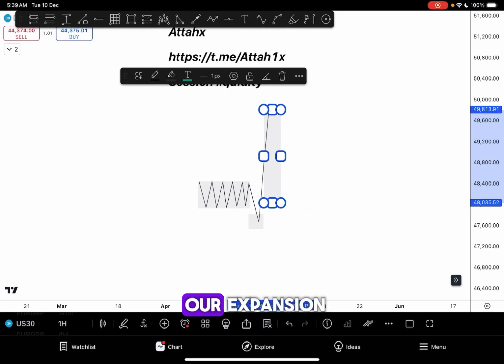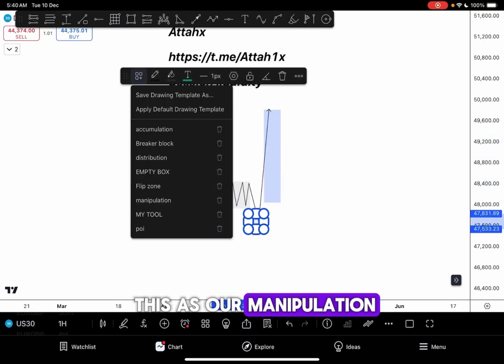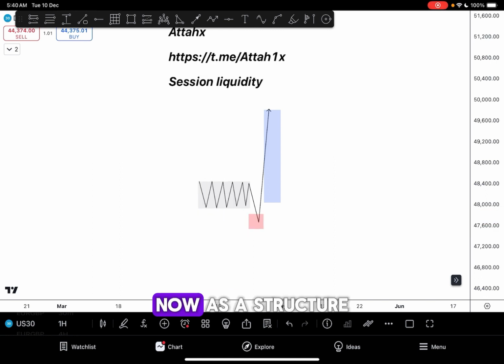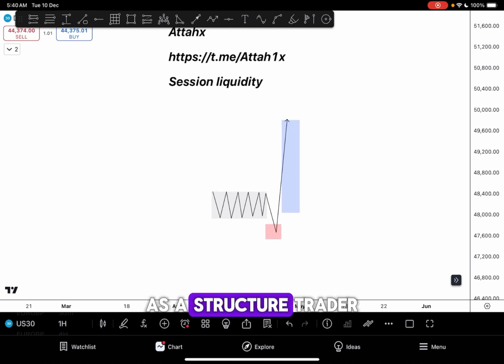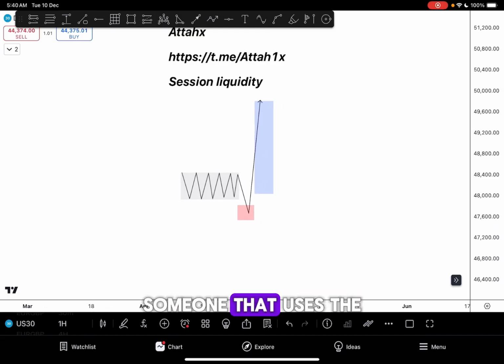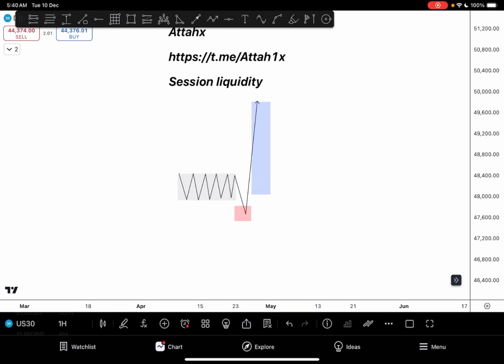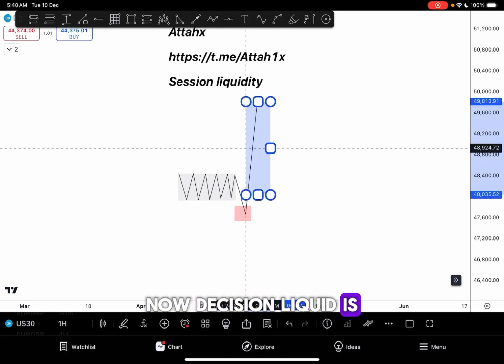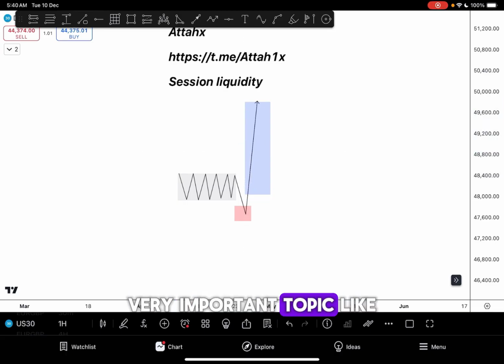All right, we have this as our expansion, which you can also call your distribution, and then we have this as our manipulation. Now, as a structure trader or an algo trader, someone that uses the algorithm to trade, now this session liquidity is a very, very important topic. Like, it is very, very important whenever you are looking for trading entries, right?